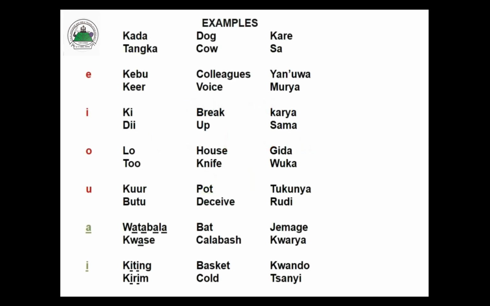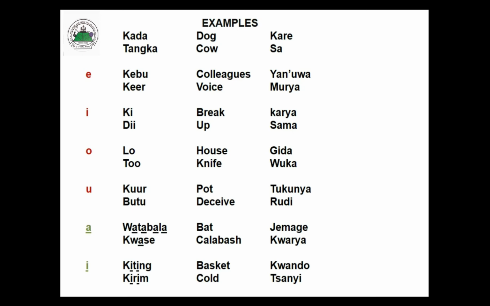Now we're going to take some examples with these vowels so that it will help us in knowing how to read or write. Now, like we said, the first vowel is pronounced A, as in the word kada, which means dog in English, kere in Hausa. Another example is tanka, which is cow in English, sa in Hausa. So you are seeing the vowel appearing in these words. And if you can take it to do word drill, you can also get it.